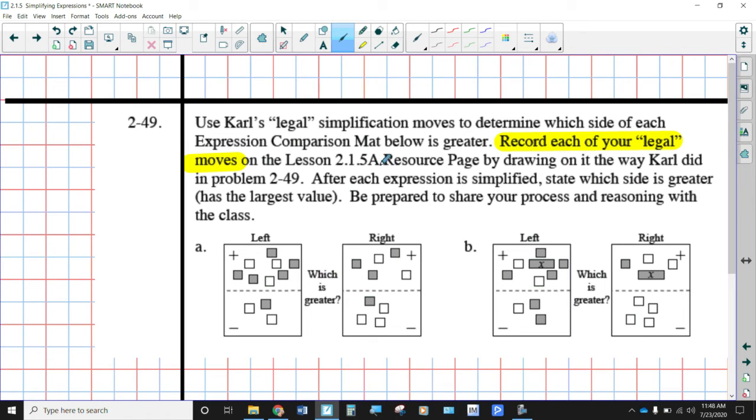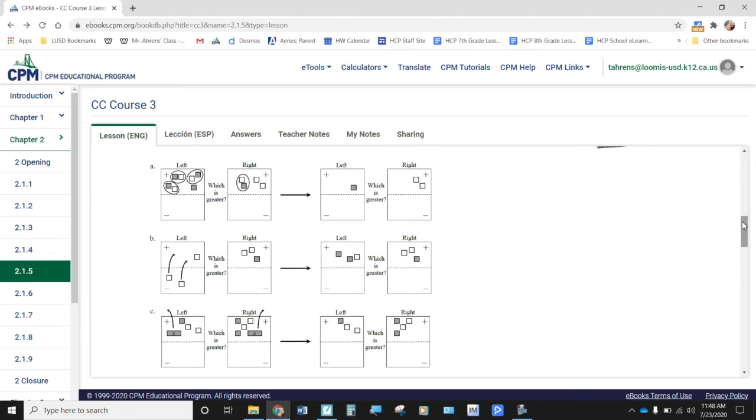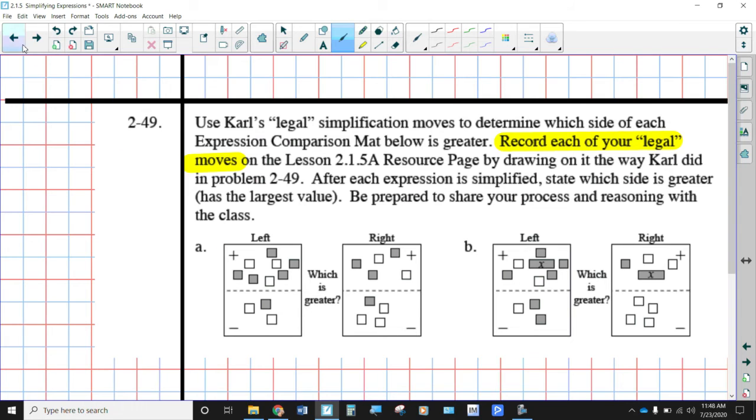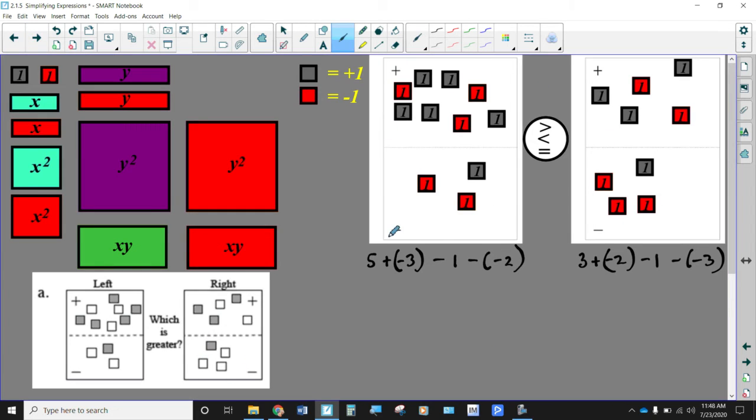Okay, so use our legal moves and do the recordings. I guess you could do the striking out, or this particular problem does have the student tools that you can use if you want to use this instead of making the notations on your worksheet. Okay, so let's start off by writing down each one of these expressions. In the positive region, you got 1, 2, 3, 4, 5 positive ones plus 3 negative ones. So 5 plus negative 3. Then you're going to take away the positive one and you're going to take away the negative 2.